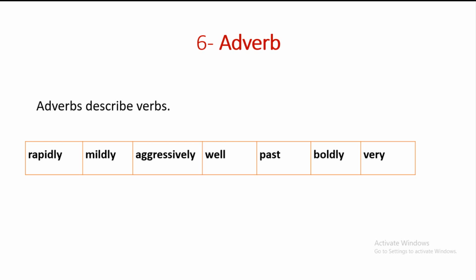All right. Very could be an adjective too because we say she's very beautiful. Okay, so very could be an adverb or an adjective depending on the word that comes after it, or the word that it modifies or describes. Okay?